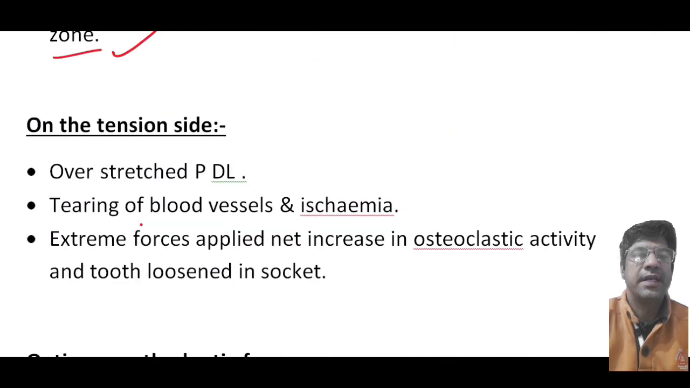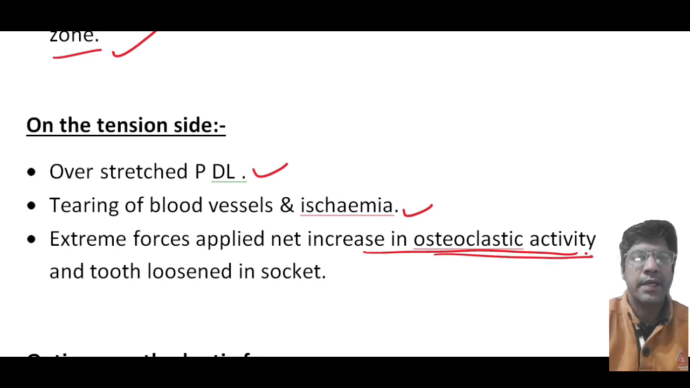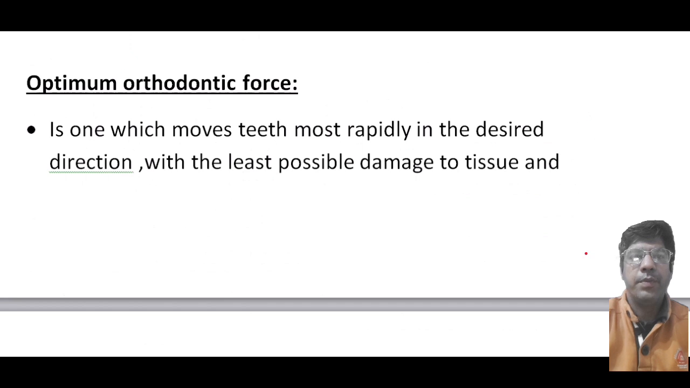On the tension side, the periodontal ligament will be overstretched. There would be tearing of blood vessels. Extreme force applied would cause an increase in the osteoclastic activity and the tooth would get loosened in the socket.